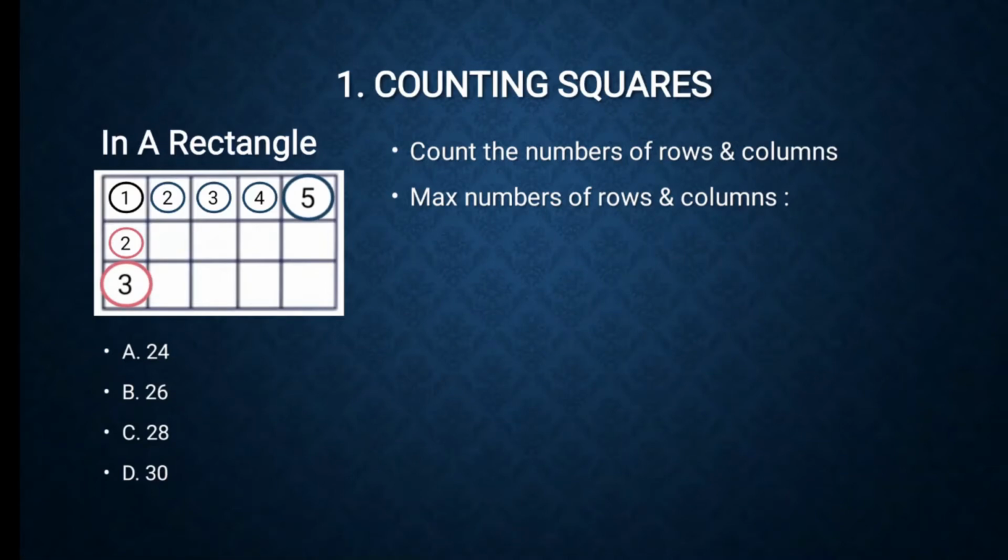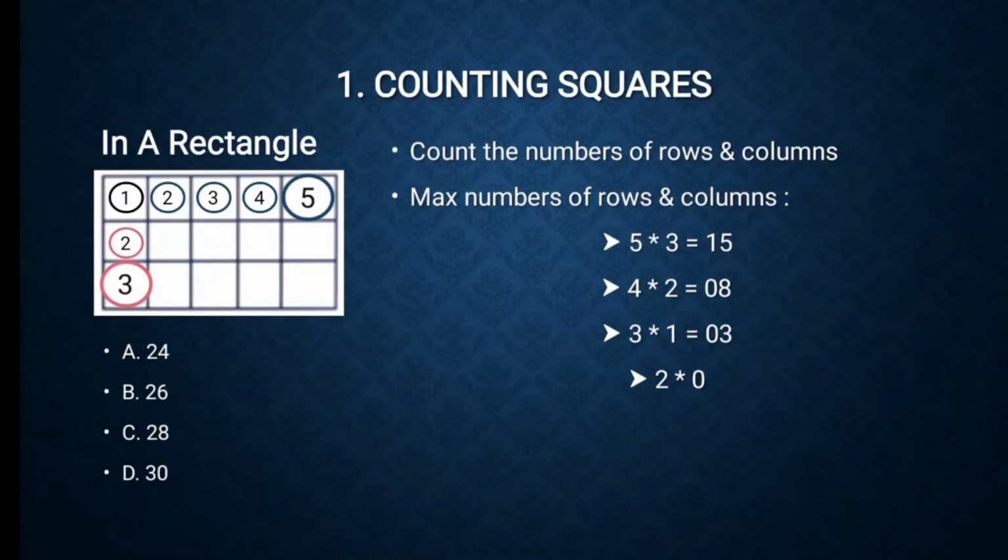So here I'll write what? 5 into 3, which is 15. After multiplying the two biggest rows and columns, keep subtracting 1, that is from 5 to 3 I'll come to 4 and 2, and after that 3 and 1.